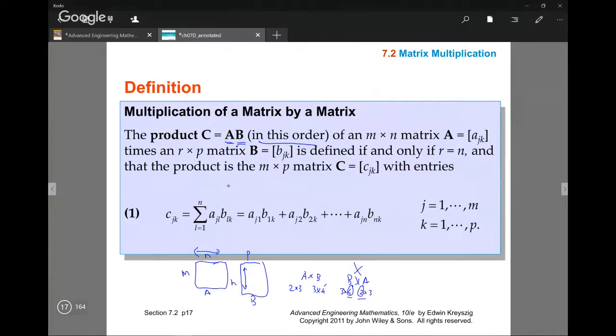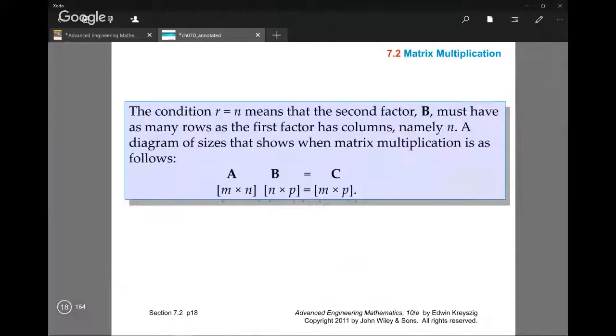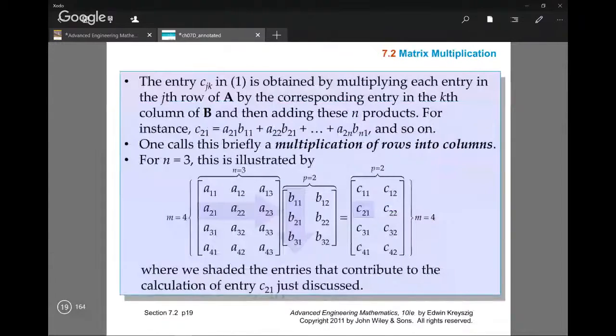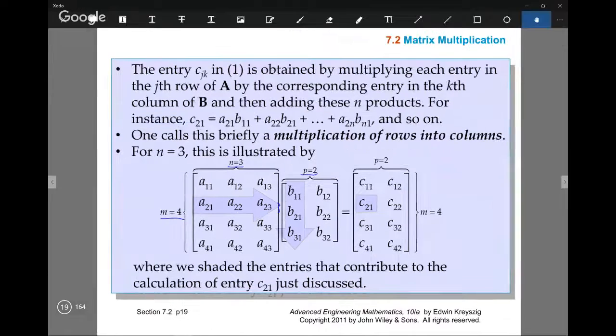Anyway, so if A times B can indeed be multiplied, then let's say the resulting matrix C with components Cjk is defined as summation l goes from 1 to n, Ajl, Blk. Instead of looking at the formula, which is important, let's instead look at an example and then we'll see what's going on. So for example, suppose A has 4 rows, 3 columns, B has 3 rows and two columns.